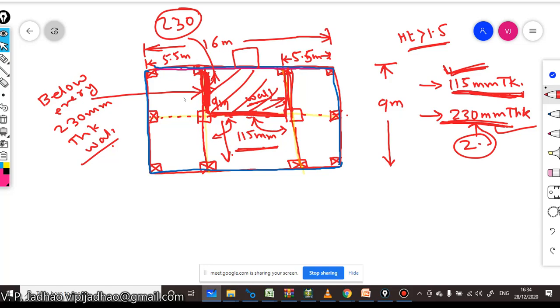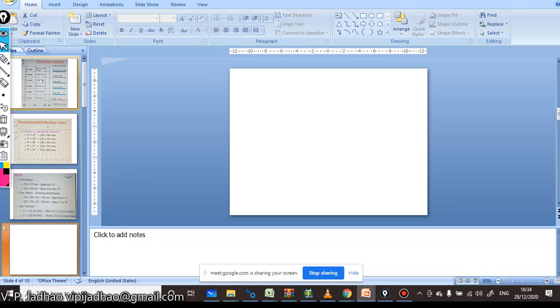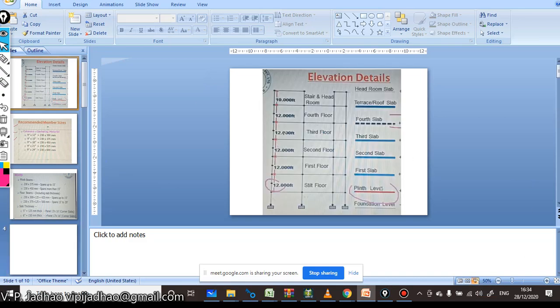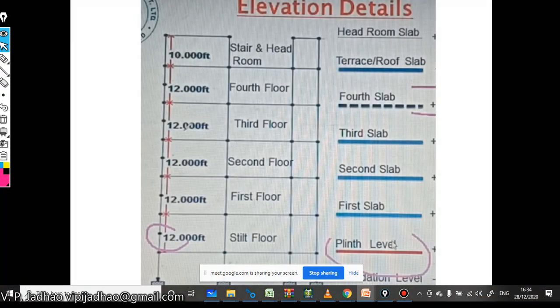Okay, now we'll see which are some recommended sizes of beams and columns in your building. Before that, we'll see what the different levels of your building are. So first is your foundation level.